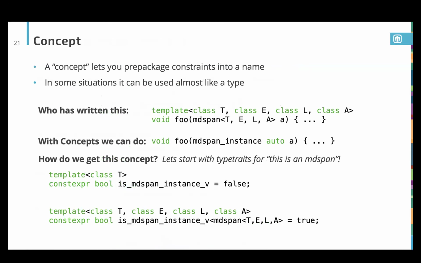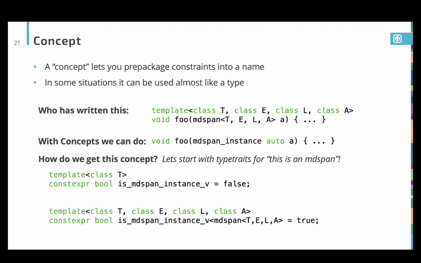Okay, with concepts, you can pre-package a bunch of these constraints at the same time. In some situations, you can use them almost like a type. The use of that comes in particular when you have complex templated classes, functions, right? Like, for example, this thing. If you want to take a generic mdspan, but it needs to be an mdspan, you template your function on all the template parameters of mdspan. That looks ugly enough if you have only one mdspan argument. If you have 3 mdspan arguments, your function now needs 12 template parameters, right? And that's kind of annoying.